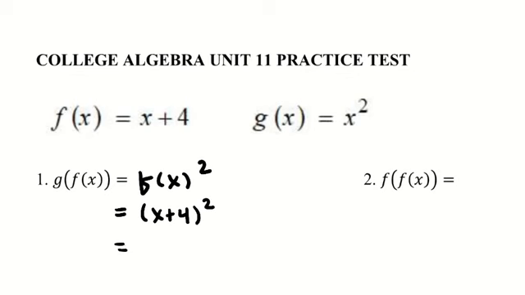But I'm not going to say that's x squared plus 16, right? I know that I got a FOIL. So I'm going to say that's x plus 4 times x plus 4. And that's going to be x squared, 8x, and 16.